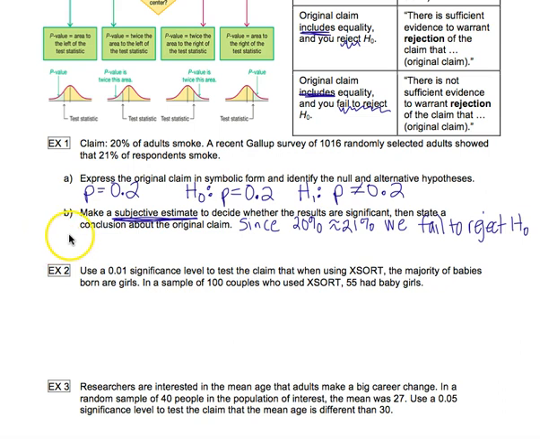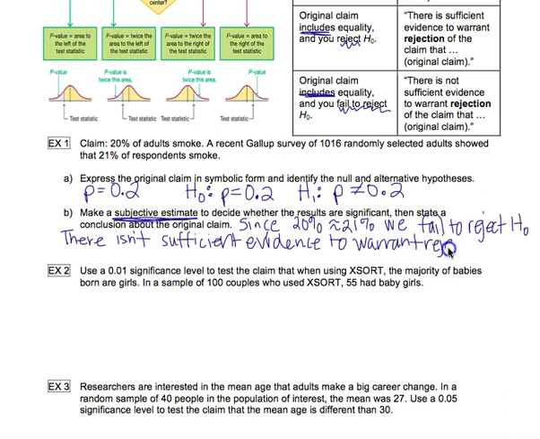So we say there isn't sufficient evidence to warrant rejection of the claim that, and then we say what the original claim was, in this case, 20% of adults smoke.